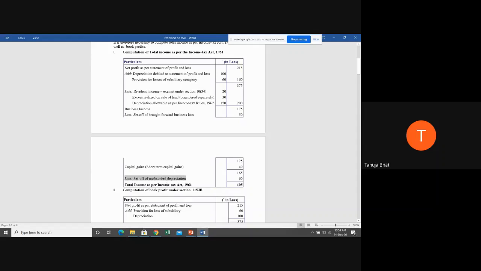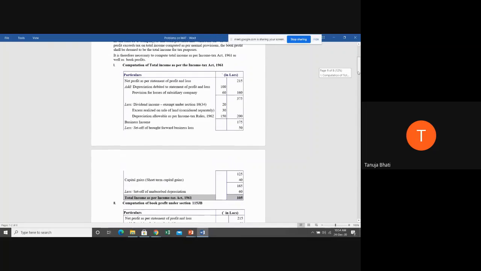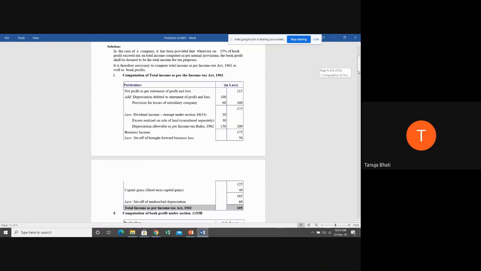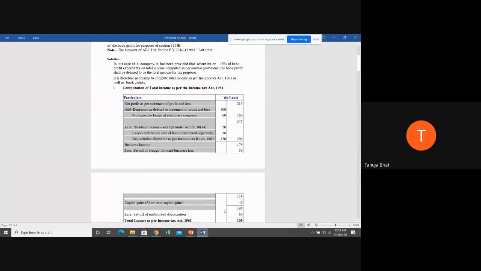Less set off of unabsorbed depreciation. After setting off everything, then unabsorbed depreciation has to be set off. This we have seen in set off and carry forward of losses. Less set off of unabsorbed depreciation 60. You get total income as per the Income Tax Act 1961 as 105. Is this clear, students? This we have just computed as per the normal provisions of Income Tax Act. Is this clear, students? Yes, ma'am. Are you remembering this? We have done these sums. In the exception set of sums, we have done the normal thing under module number 3.